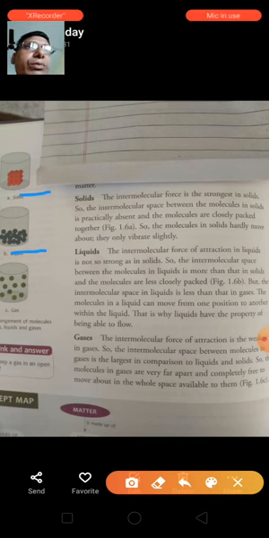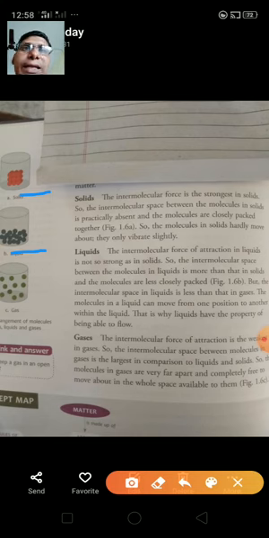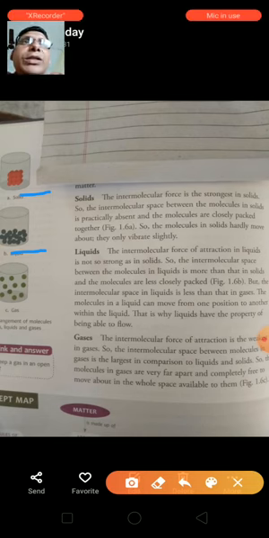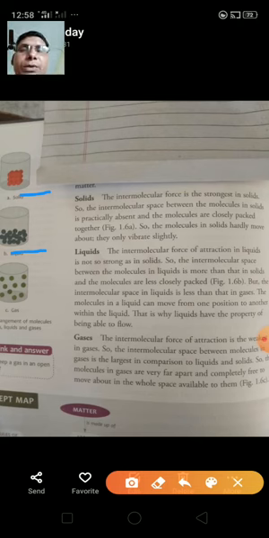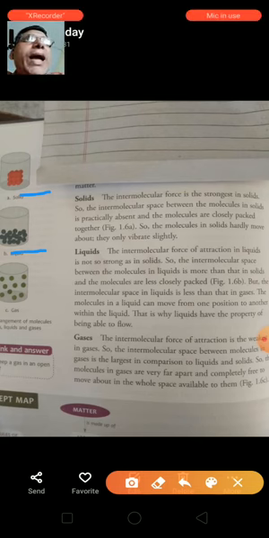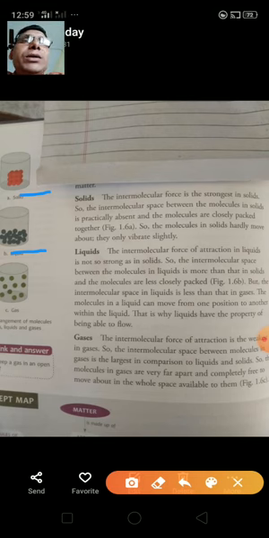So these molecules can move from one position to another. They can slide over one another. That is why they have an ability to flow. Solid cannot flow because in solid molecules are tightly packed. They have a very high intermolecular force of attraction.